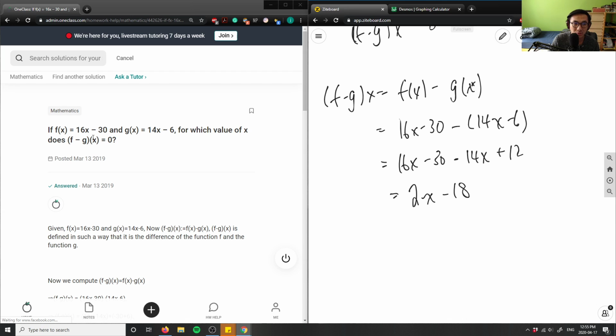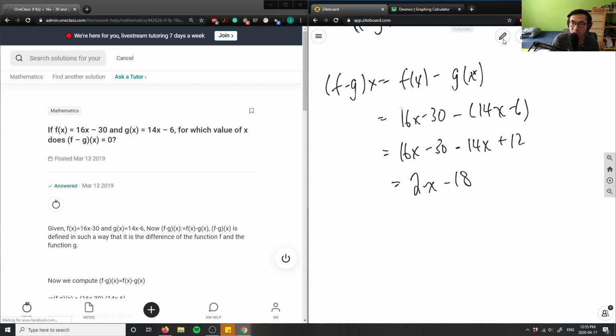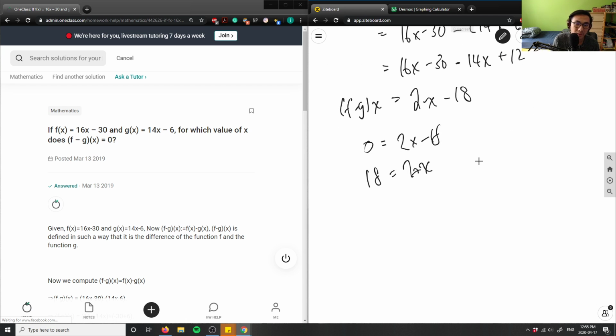And then what I'm going to do is set it to 0, right? So f minus g of x, set it to 0. So 0 equals 2x minus 18. I can move 18 to the other side, so I'm adding 18 to both sides. I have 18 equals 2x. And then finally, I can divide both sides by 2. x equals 9. So this here is my correct answer for this function here.